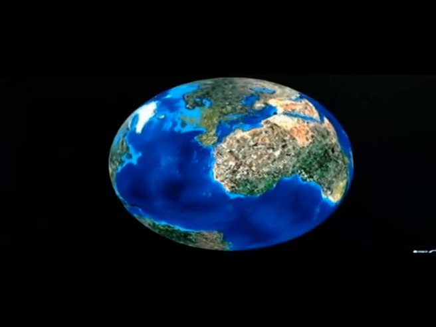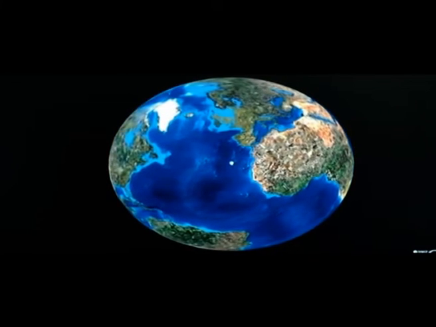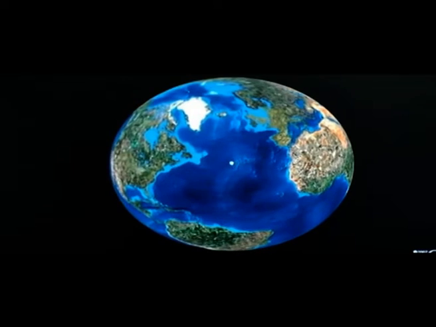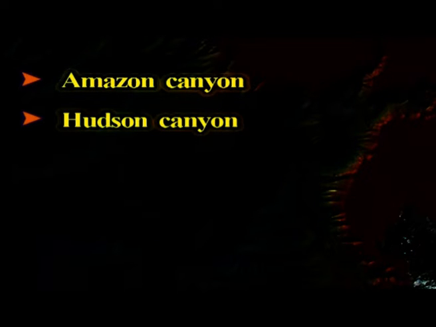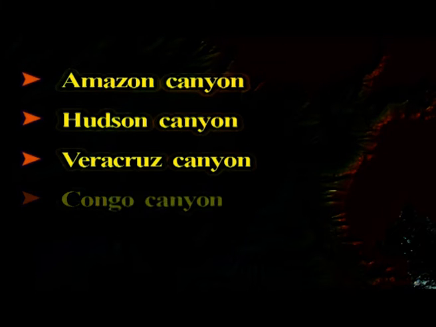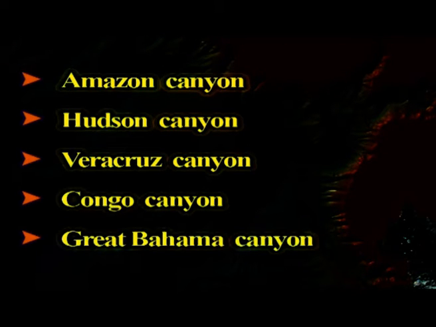Let us see the submarine canyons of the Atlantic Ocean. The Atlantic Ocean has the following major submarine canyons: the Amazon Canyon, the Hudson Canyon, the Veracruz Canyon, the Congo Canyon and the Great Bahama Canyon.